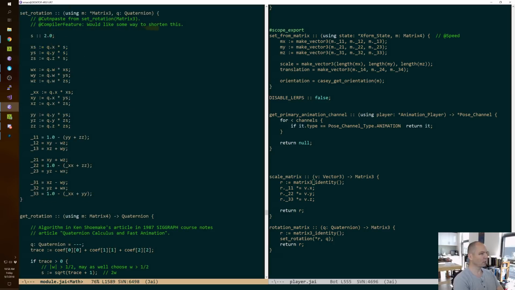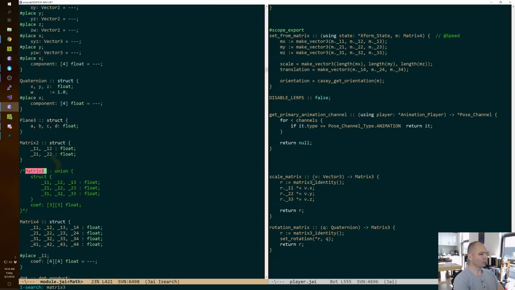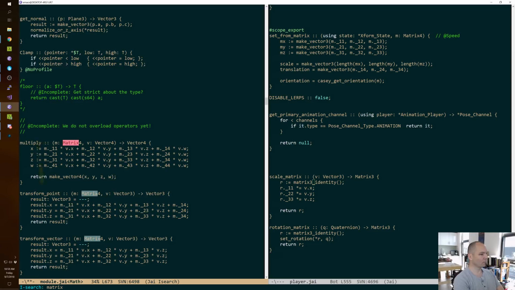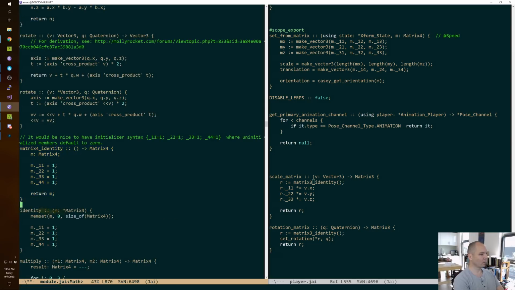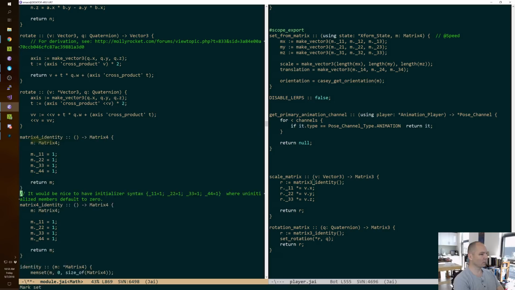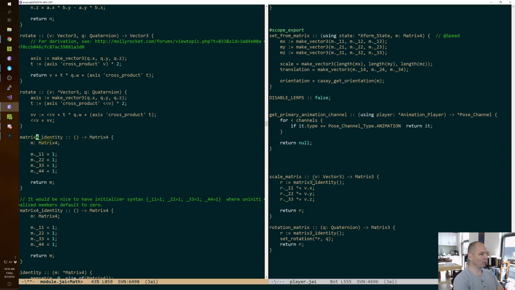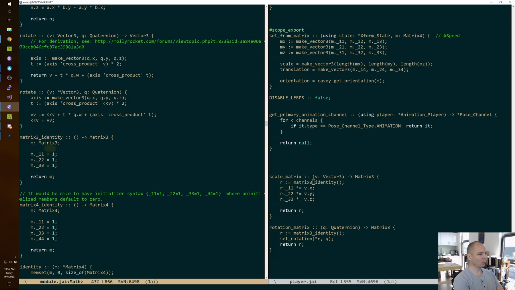Bam. Did we have a matrix 3 identity? Whoops. So matrix 3 identity, going to matrix 3, not 4, 4. There we go. This is not even that fast of a routine. It doesn't matter. When we get down to micro optimizing this, it becomes different. Okay, so we have matrix 3 identity. We have set rotation. We don't have multiply, I don't think.